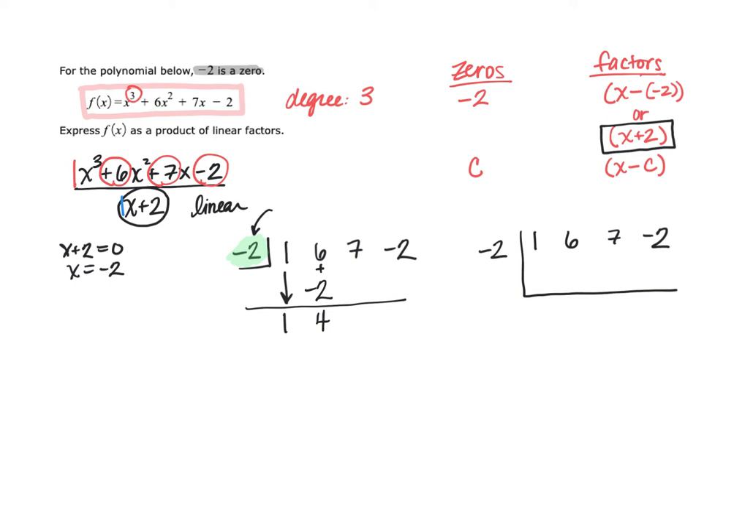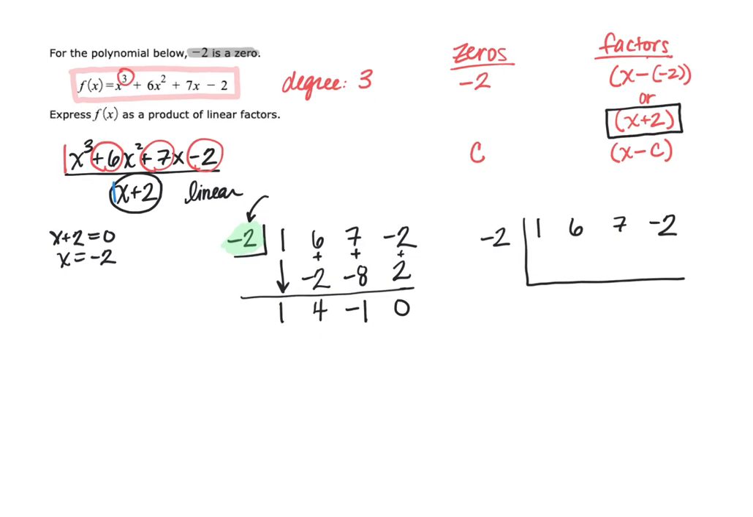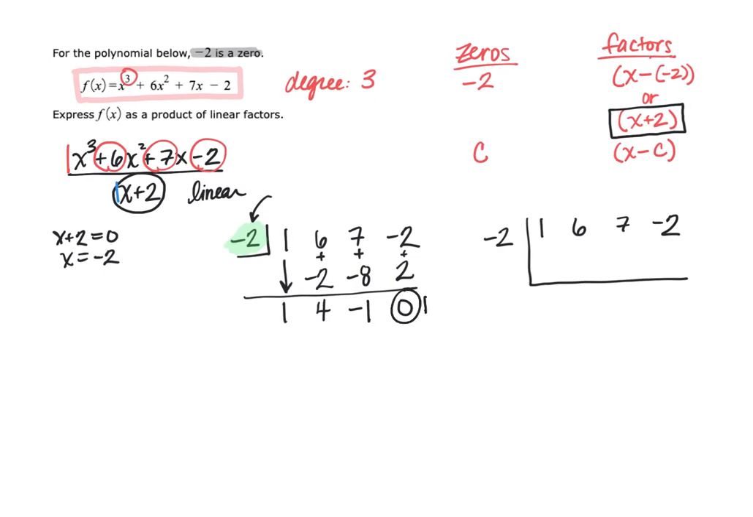4 times -2 is -8. And then you add straight down. 7 plus -8 is -1. -1 times -2, the number in the box, is +2. And we add straight down, which gives us a 0. Now this value at the end is our remainder, and if we get a remainder of 0, then remember that means that x plus 2 divided evenly into the polynomial, which we expected. We knew that would happen because we were told that -2 was a 0.